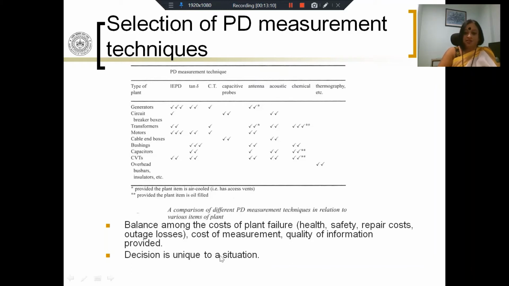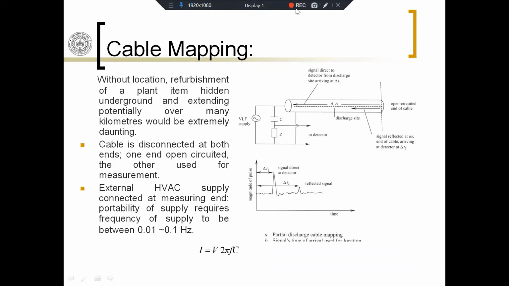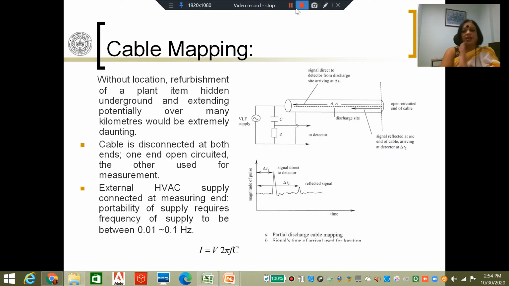So the decision would be unique to the situation: which technique to use, whether to use an online or offline condition monitoring technique, whether you're going to use a combination of several. All this will be decided by not only the situation in hand, but also the economics of the situation, and the decision will be unique to the case. So let us take a few instances and see how it works.